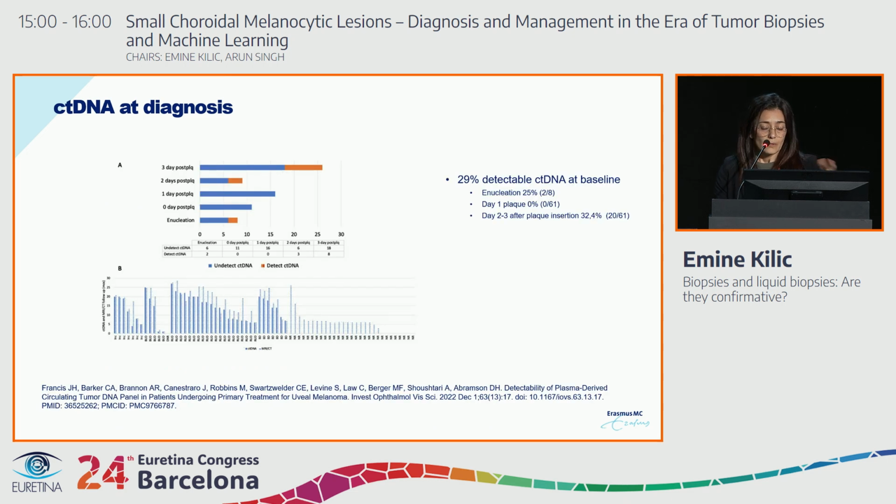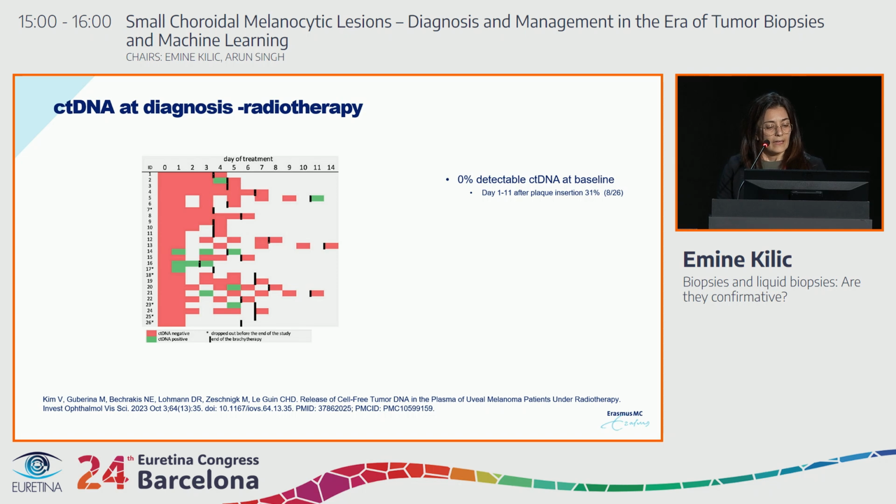And there are limited studies on the subject, but also another study, they have like 30% of detectable ctDNA at baseline. And what they saw is that they had a bit more ctDNA for the enucleated patients, that might be also the larger tumors, but they saw an increase in ctDNA after the plaque placement at day 2 and 3 after plaque insertion. So again, approximately 30%.